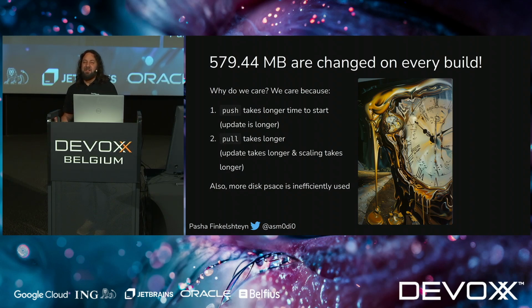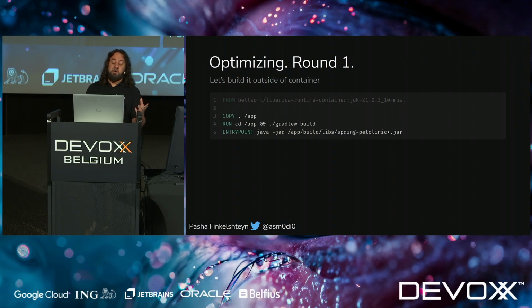Why do we care? We might care because push to our Artifactory, or Nexus if you use Nexus, is very long, and pull is also very long, and nobody likes to waste space on spinning drives, even though it's cheap. If you have 200 commits a day, and every one of them brings 600 megabytes of changes, it's a tremendous amount of space you will waste, and you don't need it.